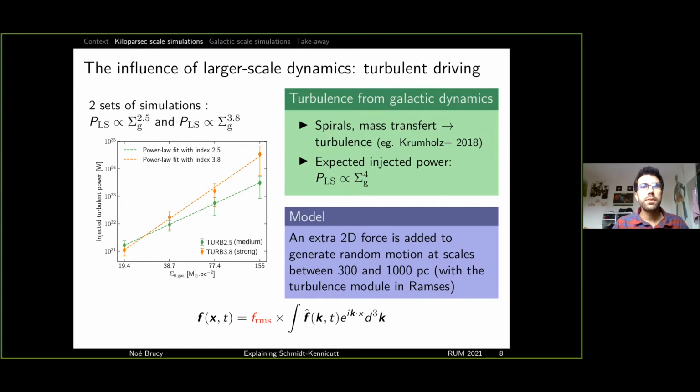The idea is that we just use a parameter in the formulation of the driving to increase the strength of the driving as a function of the column density. And I've run two sets of simulations, one medium driving that scales as the column density to the power 2.5, and one strong driving that scales as the column density to the power 3.8.